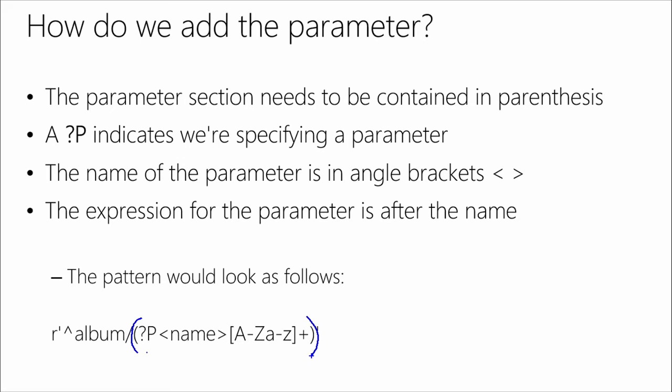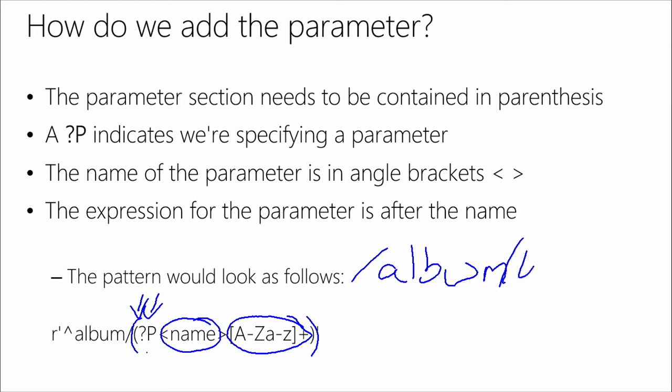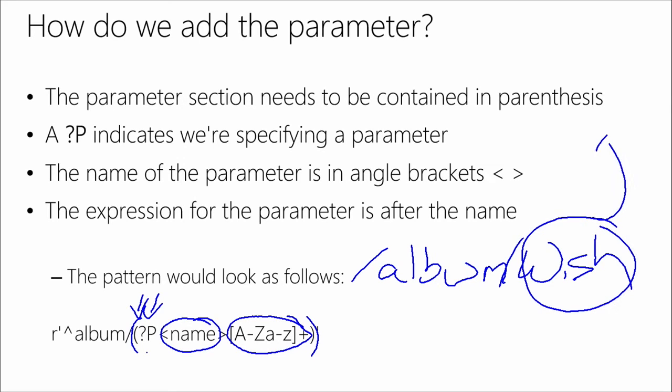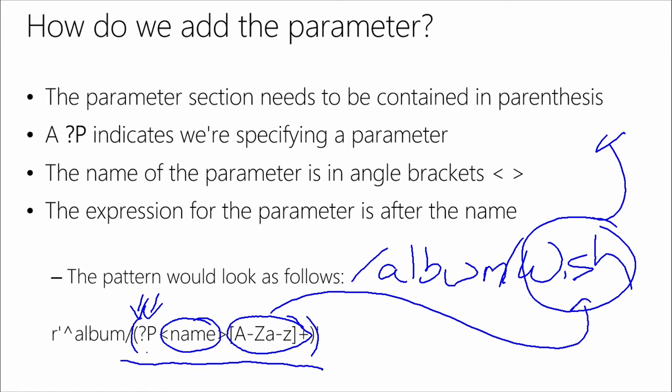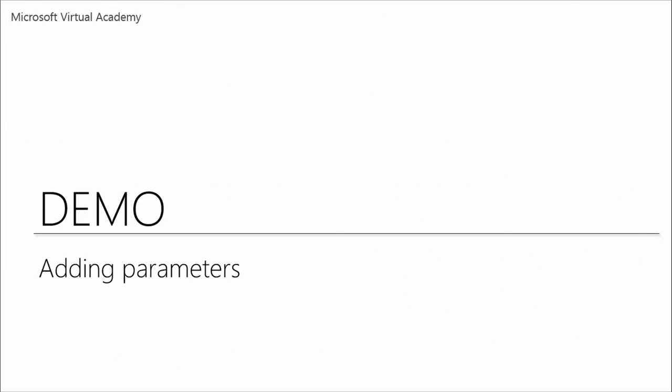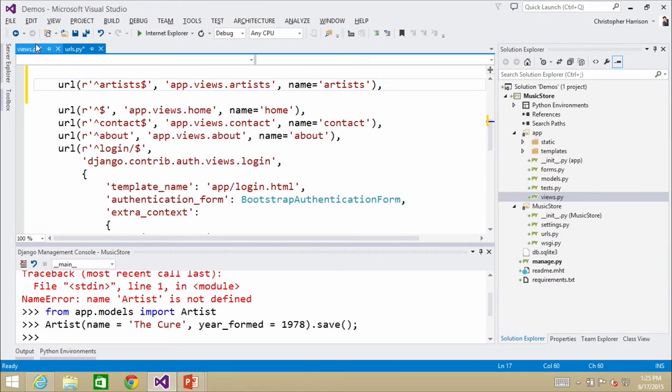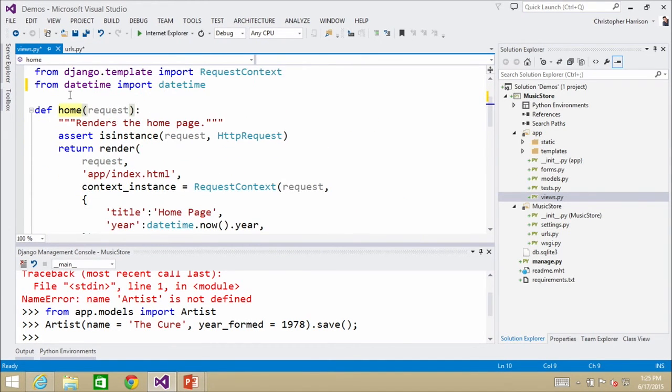We're going to kind of create a group. Question mark. Actually, question mark P is what's going to tell it that it's a parameter. This is eventually going to become the name of the parameter, and this is going to be the pattern. So if I wanted to be able to say, for example, album wish, and have wish be passed into that method that we just talked about, this is what I would wind up doing. So this is the expression that's going to match that, and whatever the value is is going to wind up inside of name. So if we take a real quick look at that, let's come back over here to views, and hopefully this will bring it all together.